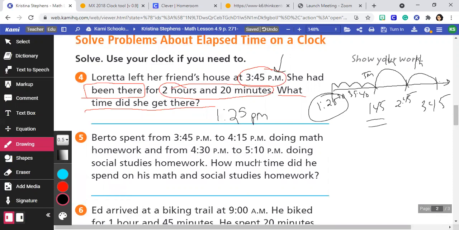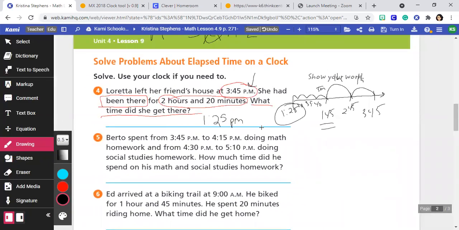Did I annotate my problem? Yes, I did. Do I have a drawing that shows my thinking? Yes, I do. Did I find my answer and have I labeled it correctly? Yes, I did. So it's a little bit different than what you're used to if you've been in my class from how I ask you to represent these real world problems.